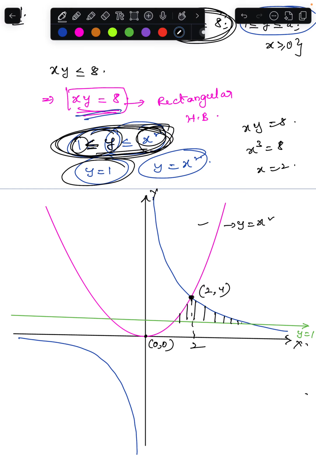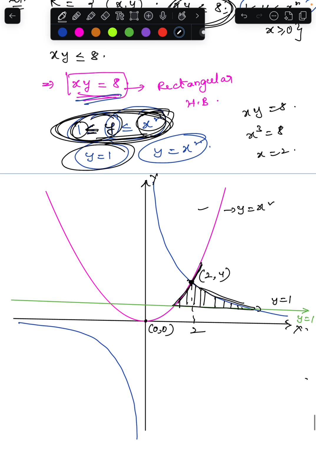Now you can verify this part. It is above y equals 1 and below y equals x squared, and in between, xy less than or equal to 8, below this curve. This is our required region. So you need to find the area of this region.